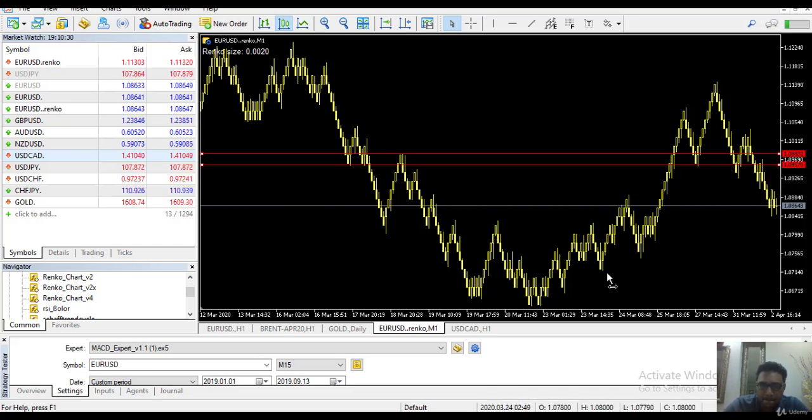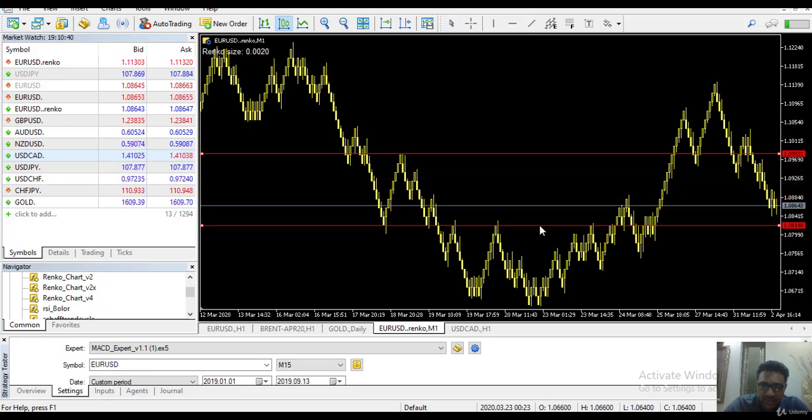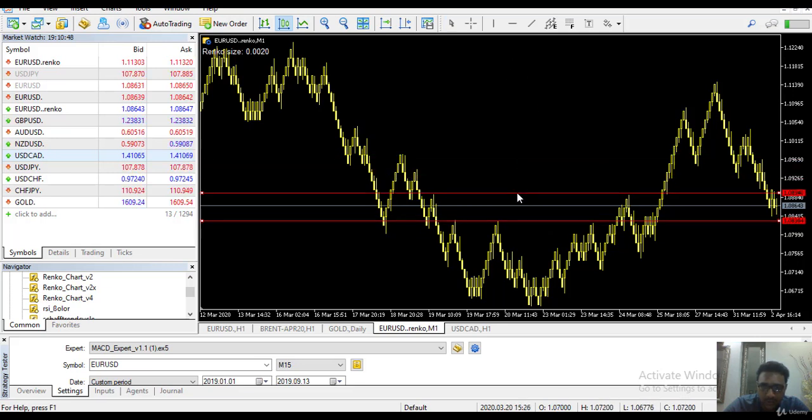Another example. Okay, let's see this one. So this is the area. You can see the reaction over here, the top side, and let's move on to the bottom side. Okay.